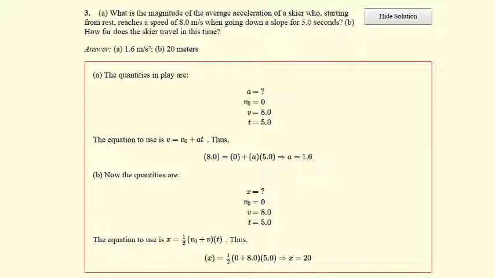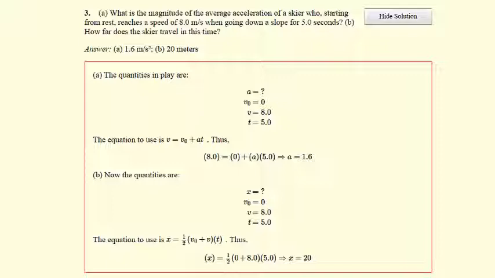Let's do number 3, okay? So number 3, what's the magnitude of the average acceleration of a skier who, when starting from rest, reaches a speed of 8 meters per second when going down a slope for, probably that should say, 4 or 5 seconds.